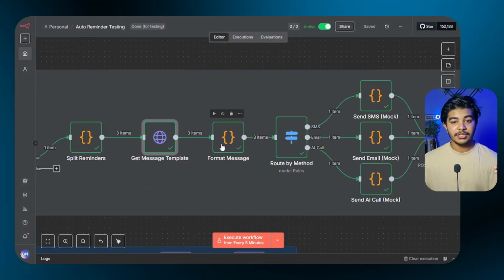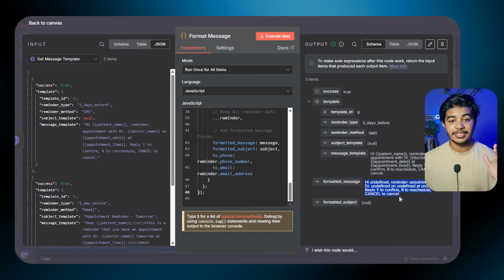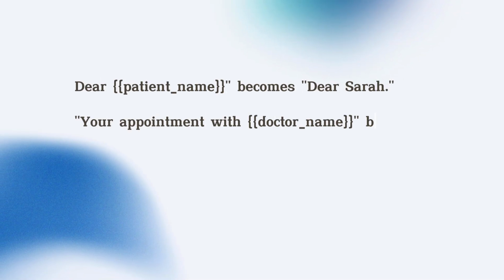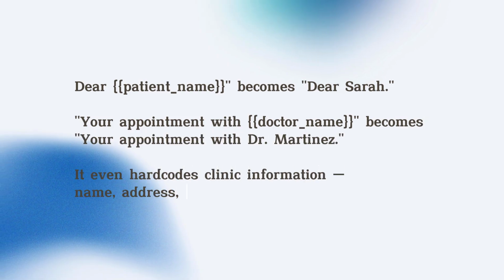Then this formatting node does the magic. It replaces all template variables with actual patient data. Dear patient name becomes Dear Sarah. Your appointment with doctor name becomes your appointment with Dr. Martinez. It even hard codes clinic information, name, address, phone number, so every message feels personal and professional.